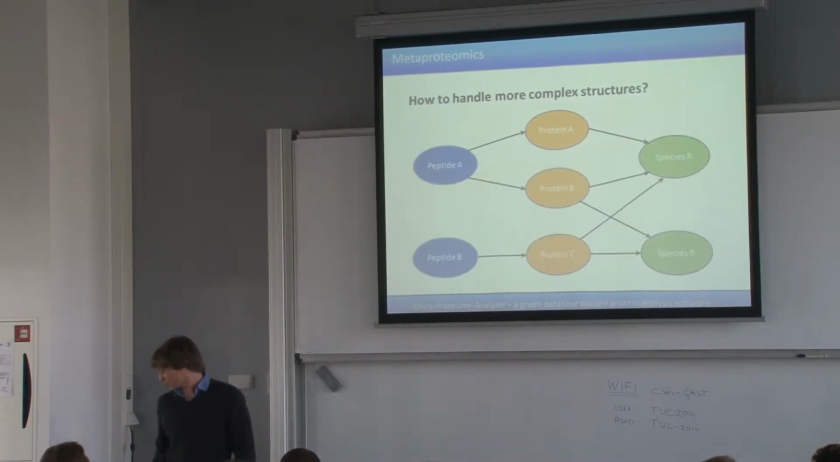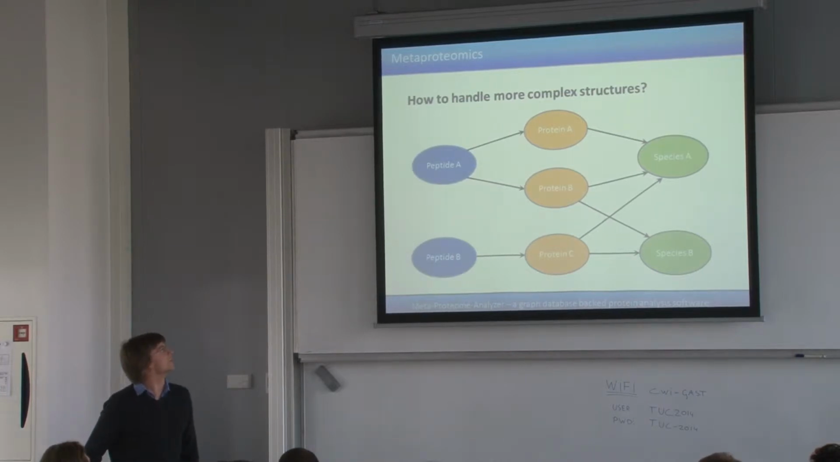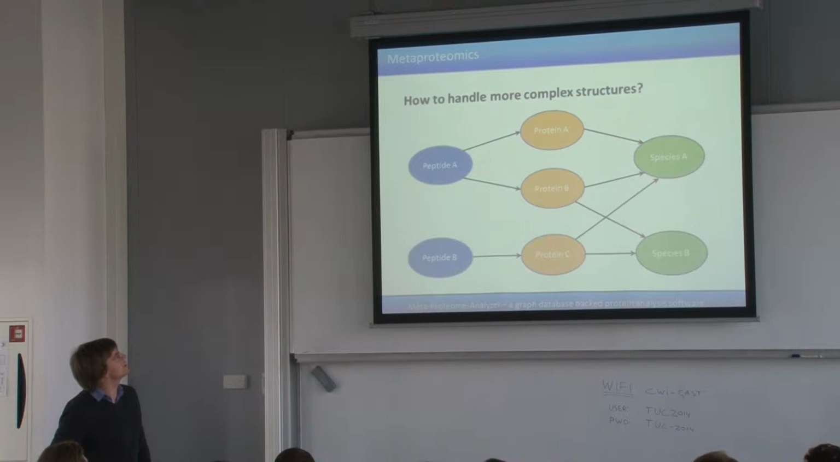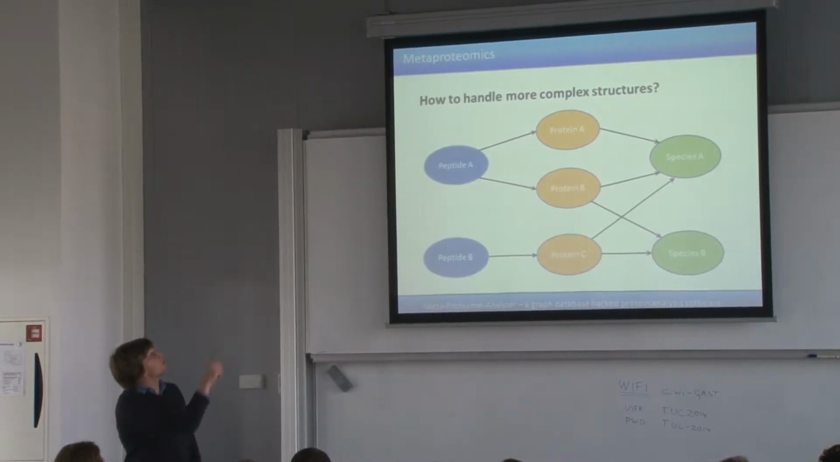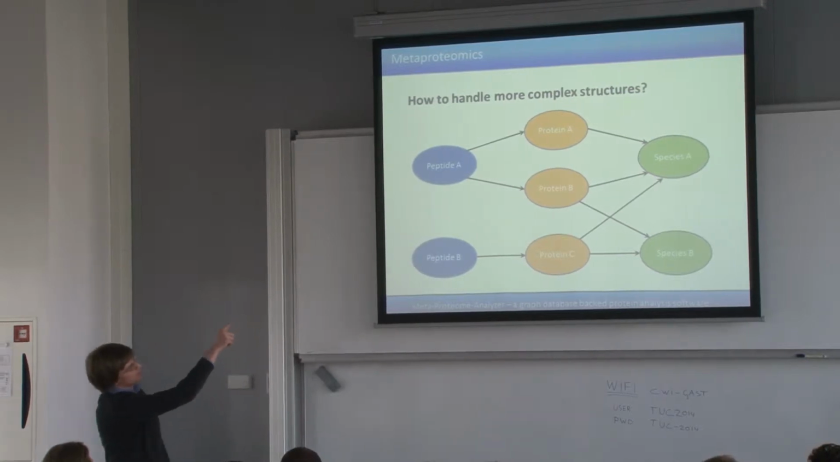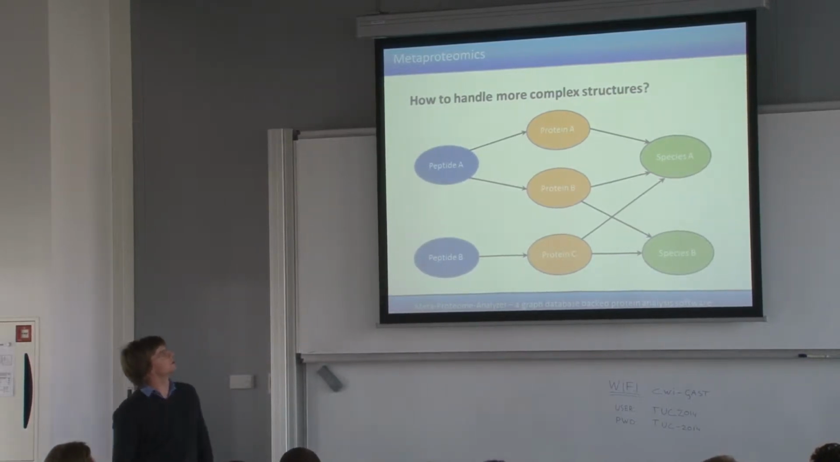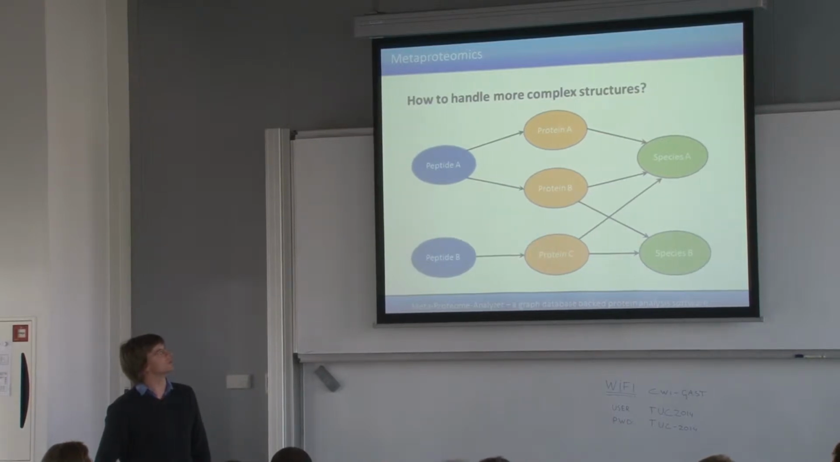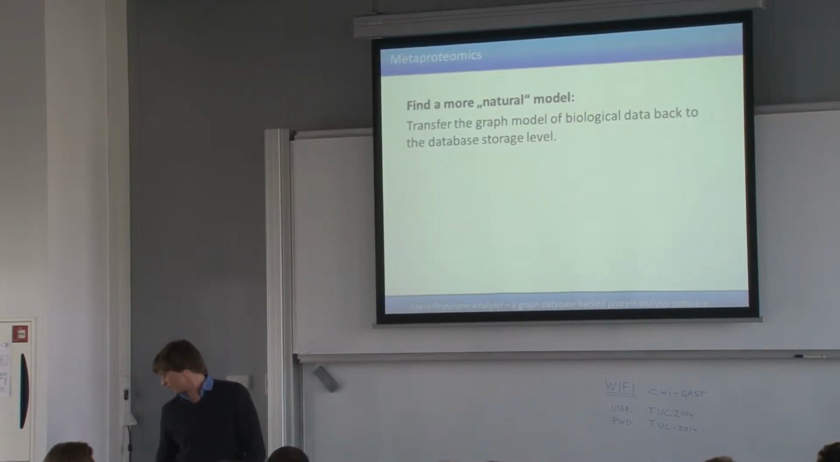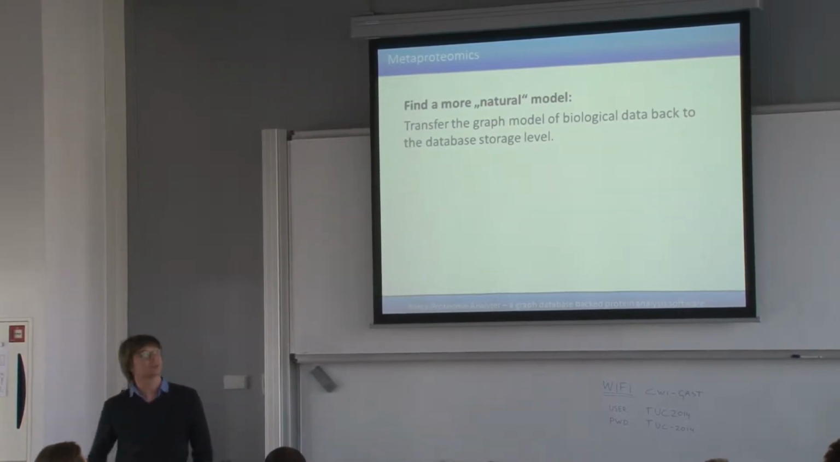It's getting even more complicated if you have short protein fragments. These are here on the left, the peptides, and one peptide may belong to 2 different proteins, and then this protein B, for example, can belong to 2 different species. So it's always one level on top of it. And then again, you even have more of these different entity types. So it's quite complex to handle, and we want to find a more natural model for this.